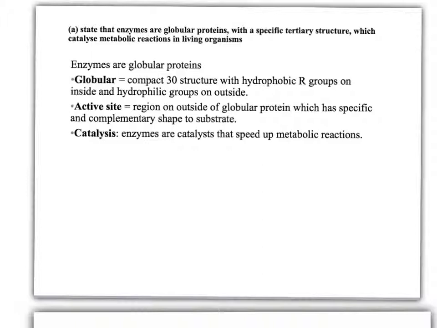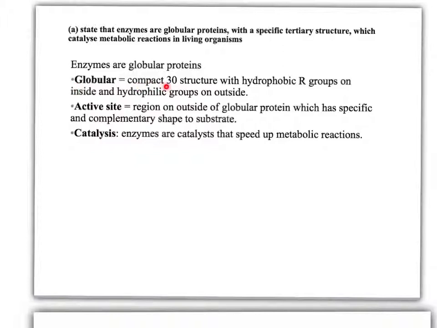We need to develop that idea here, and the key ideas you need to get from this slide is that enzymes are globular proteins, and we'll talk about what the word globular means in a second, and that they have a specific tertiary structure, and they catalyze metabolic reactions. So dealing with some of those ideas, first of all, the idea of a globular protein.